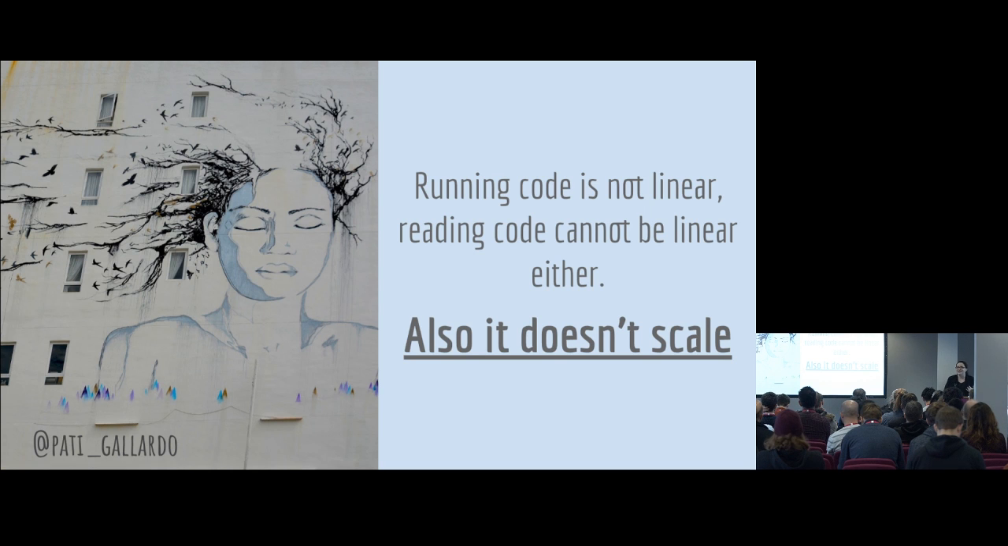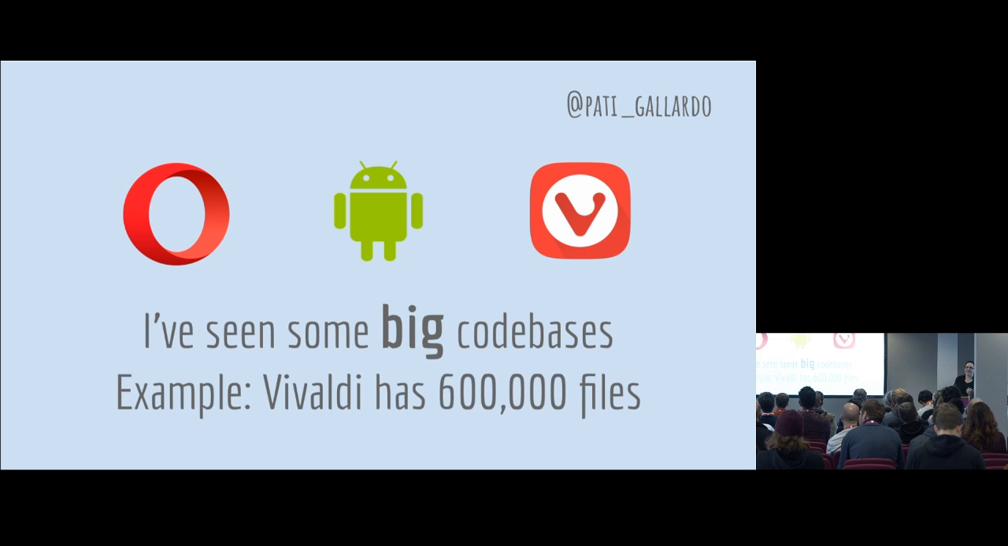Also, starting at the top and reading to the bottom of a code base doesn't scale. You could try to read code when it's a small project. A couple of files, you can try to read it all. But the moment you end up in bigger code bases, and I've seen some really big code bases, this doesn't work. Vivaldi, if you include the Chromium code base, has 600,000 files. There is no way you can read it all. Even if that was your sole goal for your entire life, you sit down and say I'm going to read it from start to finish. And also, the whole project would change while you were reading it, right? So we need techniques that scale on bigger projects and bigger code bases.